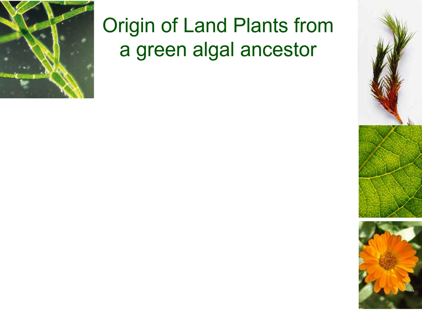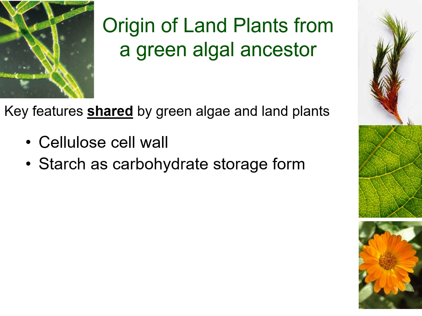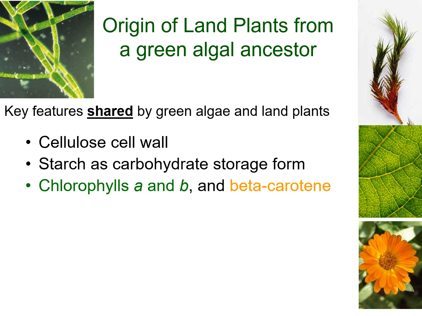So when we look at land plants and their green algal ancestors, there are certain things that we can say they have in common, which tells us that they're related. So, key features that are shared by land plants and their algal ancestors. These include a cellulose cell wall. Some other, further back algae have different compounds that they use to make cell walls. They also use starch as a carbohydrate form to store energy. And they have similar photosynthetic pigments. So chlorophylls are those green pigments that make plants green, chlorophylls A and B.